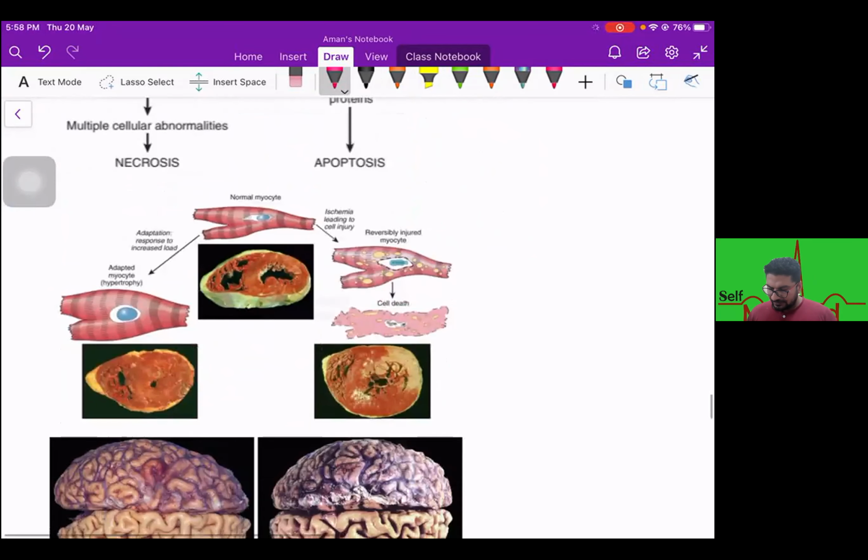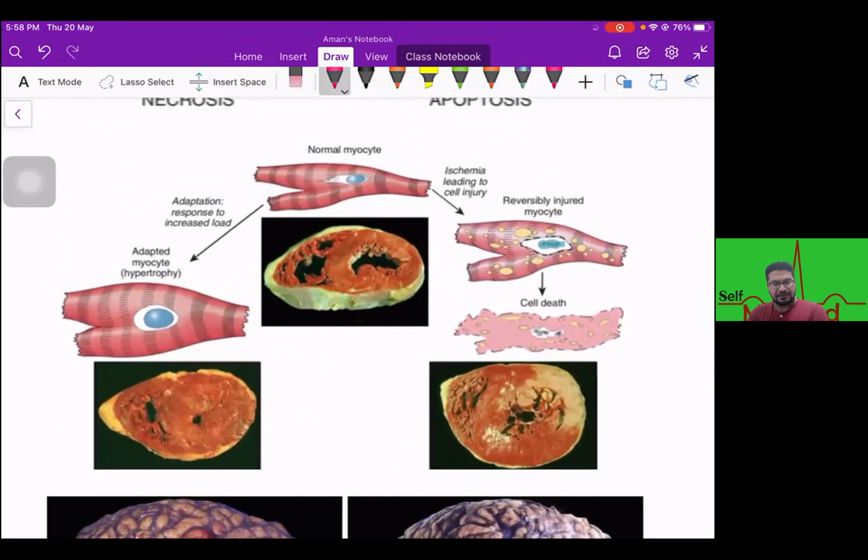Now in this diagram, you can see a normal myocyte. Compared to this, the body has an adaptation tendency. With that adaptation, you will see hypertrophy of myocytes. This hypertrophy is classically seen in a patient who has had hypertension for many years. So remember, sustained hypertension for many years can lead to left ventricular hypertrophy or right ventricular hypertrophy. If you see the histological slide, you will see hypertrophy of the myocardium and myocardial cells.